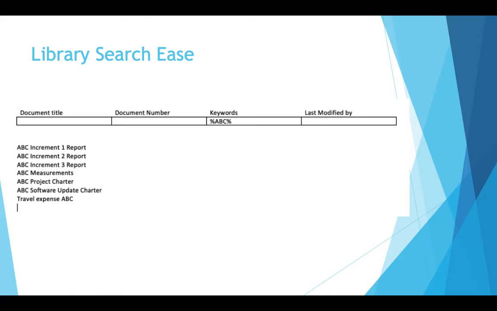So we can search for ABC and it will bring up everything with ABC in it. Or we can type in report and it will bring up every report for every bit of software that we have or for every system that we have. Or we can type in project charter and it will bring up all of the project charters. We have a whole lot of flexibility to search for as many keywords to make a more specific search or a very broad search as it stands. So this will give our users a lot more flexibility to find what they're looking for and to be able to search our library with a standardized search method.